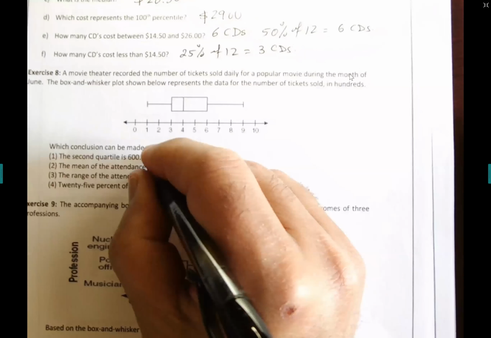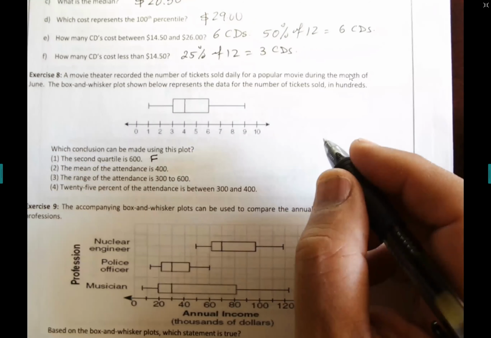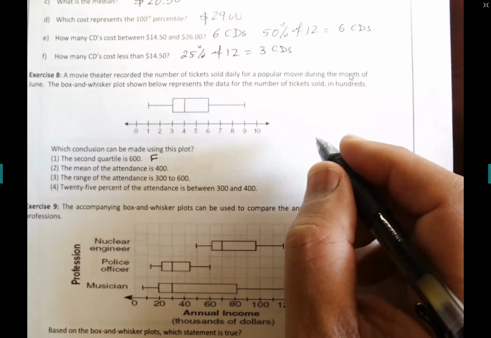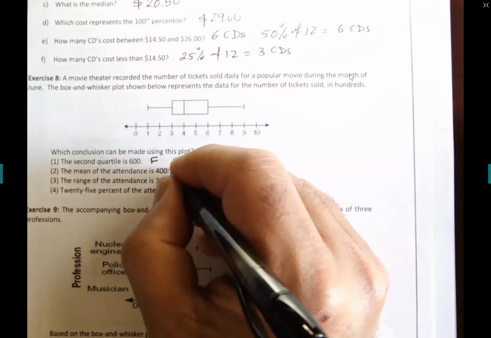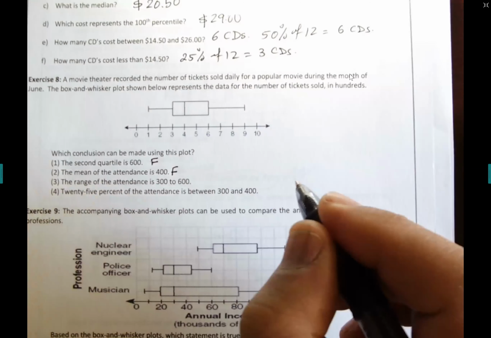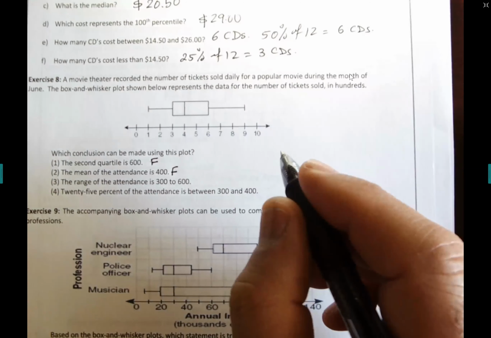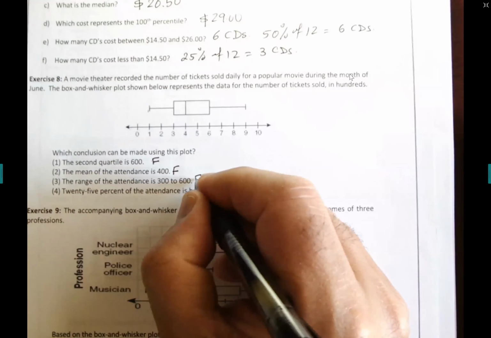The mean of the attendance is 400. Is this true or false? We don't know the mean, guys. The box plot doesn't have the mean. It has the median information, so that's false. The range of the attendance is from 300 to 600. That's not true. The range starts from 100 all the way to 900, so that's false. So it must be, guys, that the last one is correct.